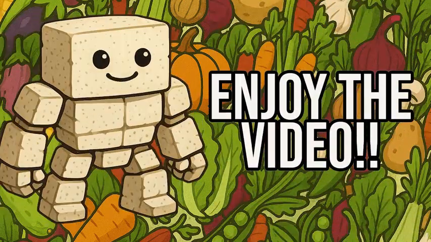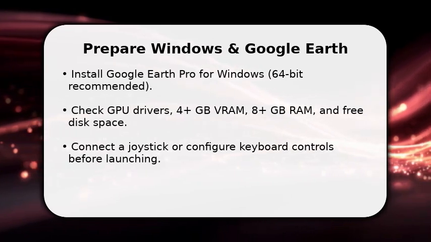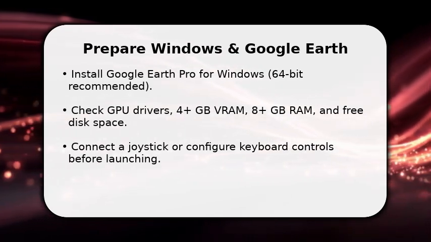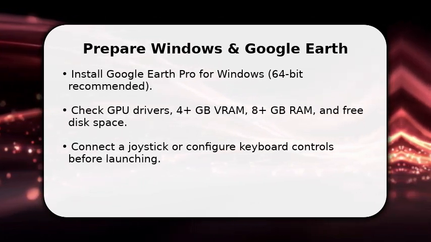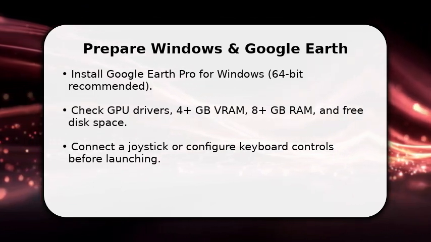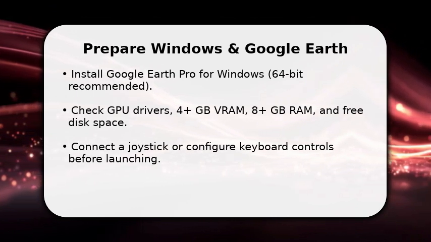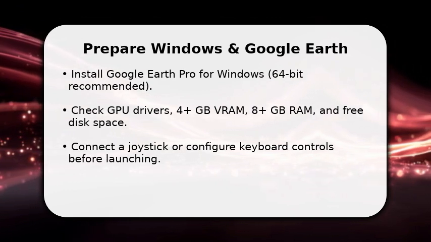You start by installing Google Earth Pro on Windows and updating your GPU drivers so rendering is smooth. Once done, plug in a joystick or ensure your keyboard bindings are set. This makes control intuitive. Make sure Windows is on the latest updates and that Google Earth can access the internet for imagery. Without that, terrain will be low-res.